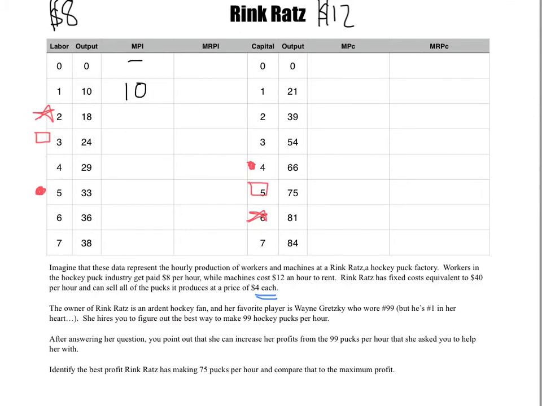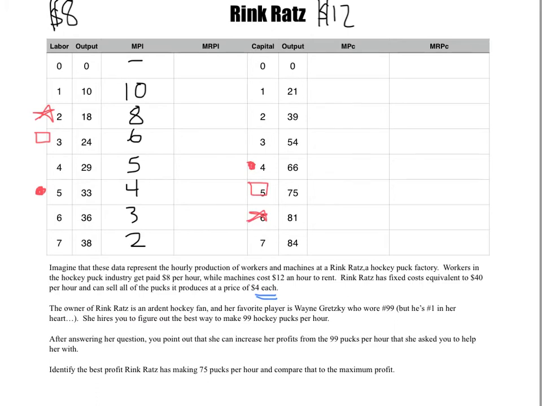The first worker adds 10 goods. The difference between the first and second worker is 8 goods, 6, 5, 4, 3, and 2. Remembering that marginal product is the additional number of goods from one more worker, going from 3 workers to 4 workers is an increase from 24 to 29 goods. That is an increase of 5. That's where we get those marginal products from.